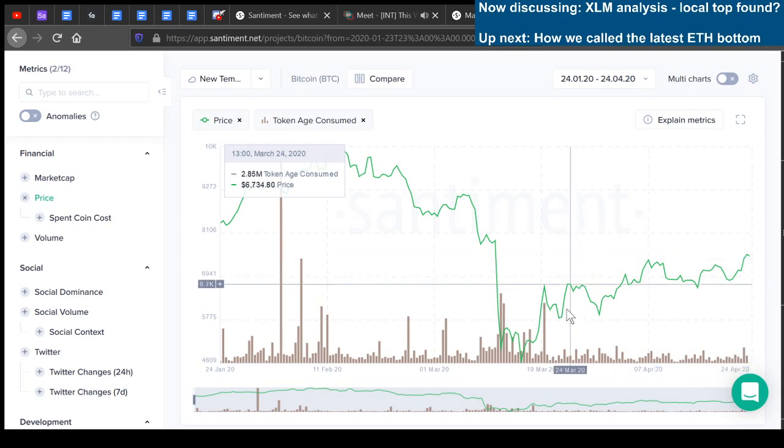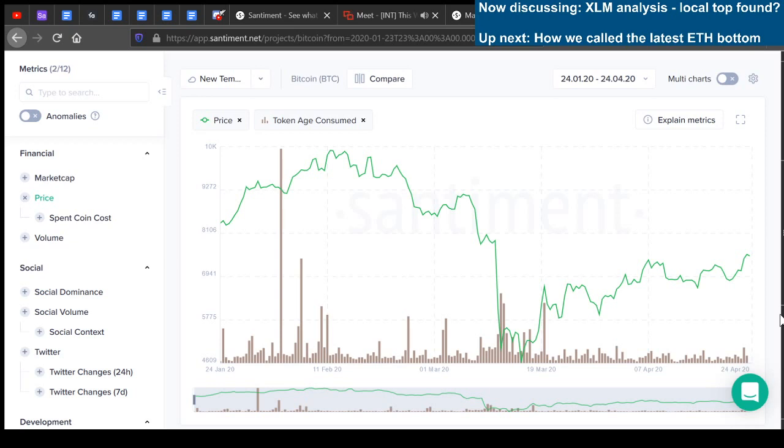But if you look at Bitcoin's token age consumed spikes in the past, you can see, here obviously at the very bottom, and then here at the first local top after Black Thursday. Once again, for Bitcoin as well, this metric has very often been right on point when it comes to predicting paradigm changes and behavioral shifts among long-term holders. So it's always an interesting metric to keep an eye on.